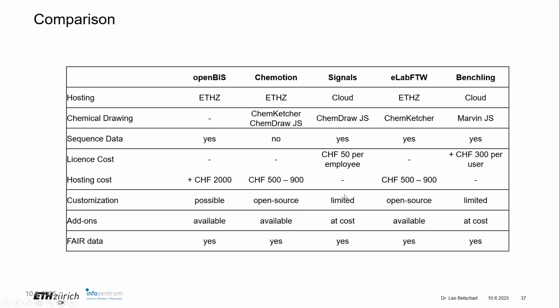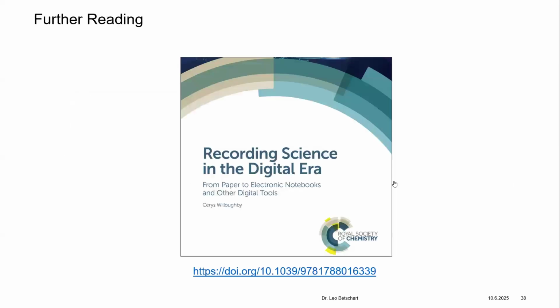Some of them can be highly customized. So typically the open source ones that you self-host, whereas if you have the off-the-shelf solution, maybe you have additional modules that you can license, but they are not included per se. And that is also the pleasant aspect. All of them have FAIR data, so you can export your data again in a format that you can reuse and make it findable and use it for other purposes. And with that, I'm almost at the end.